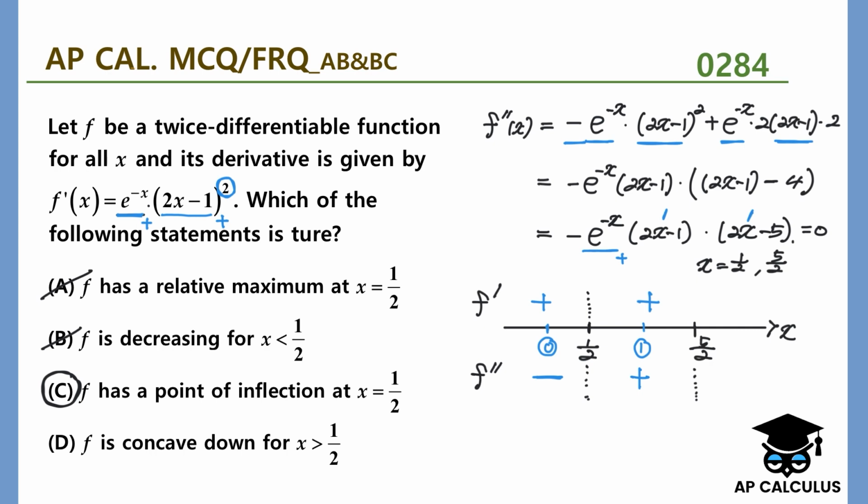Answer choice D: f is concave down for x greater than 1/2. When x is greater than 1/2, f double prime is positive, right? It's concave up, right? Concave up here, down here. So this is not true. So the answer is C.